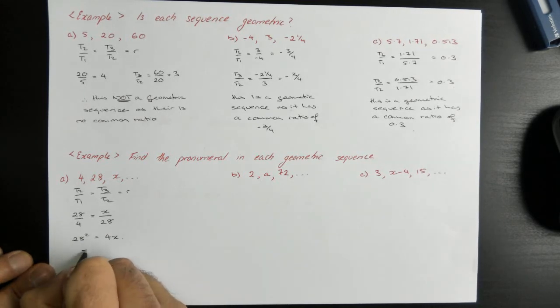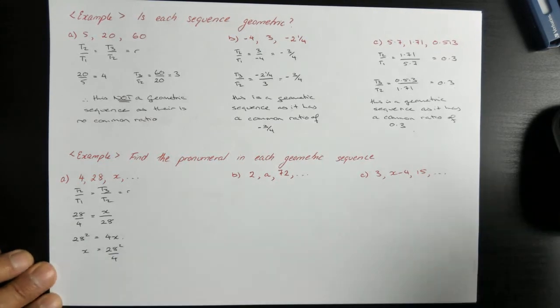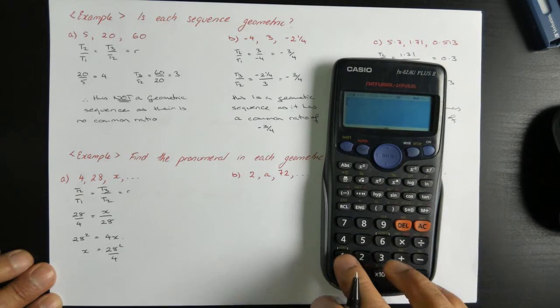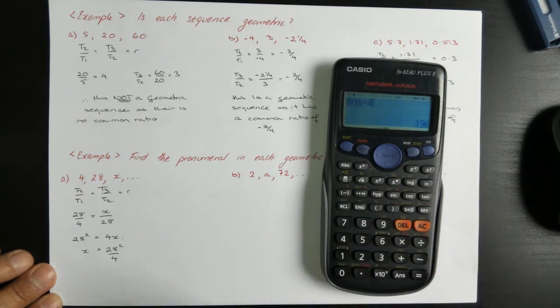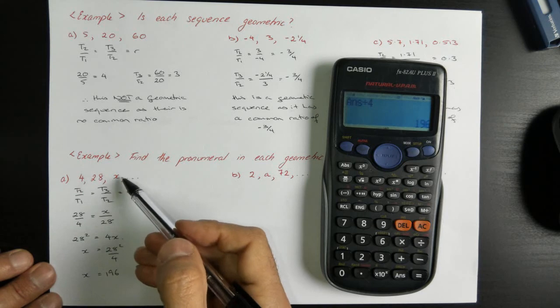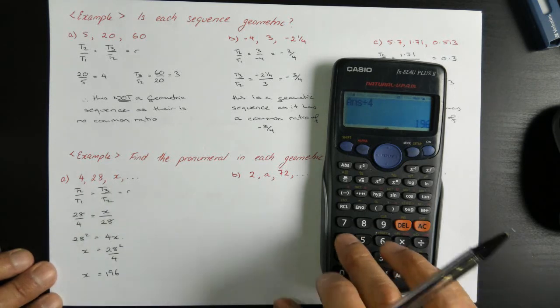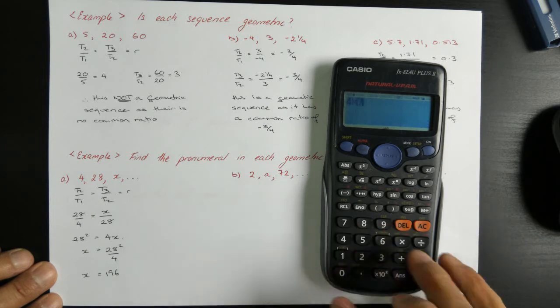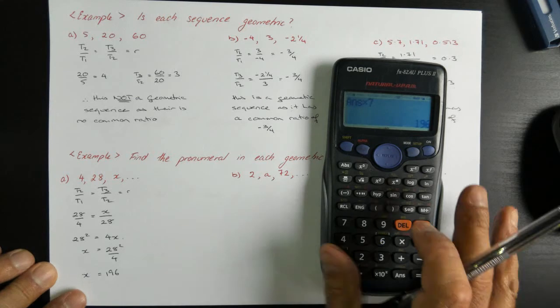So x is equal to 28 squared over 4. If you plug that into your calculator, x is 196. Okay, and you should be able to check that. So the common ratio is 7, so 4 times 7 is 28, 28 times 7 is 196. Beautiful.